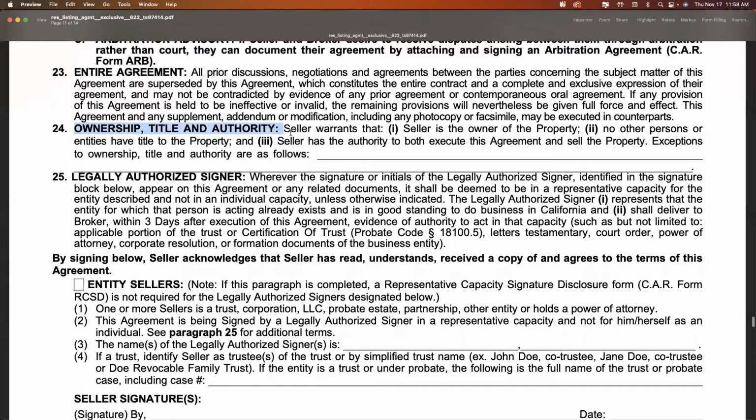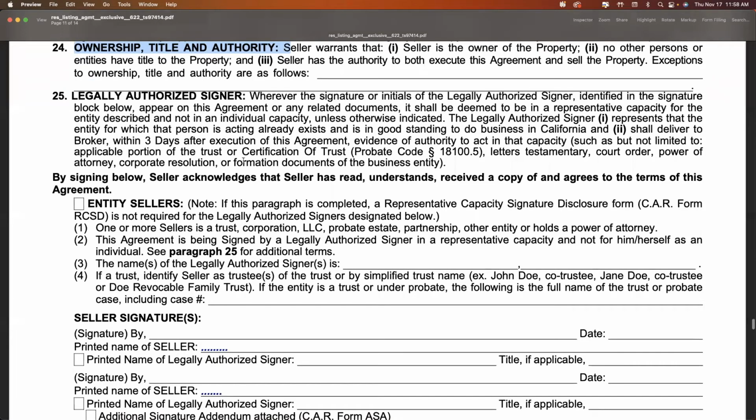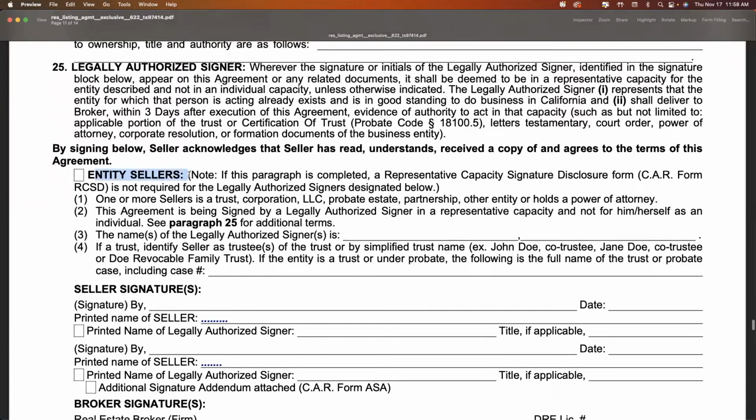This is just saying ownership and title authority, that the seller is stating that they have full ownership and authority to sell the property, unless there's some other kind of question, then you would list it here. The legally authorized signer, they're going to have to show proof that they are legally authorized to sign on behalf of an entity, a trust, an LLC, a power of attorney, those things, okay? That's what this is, an entity seller.